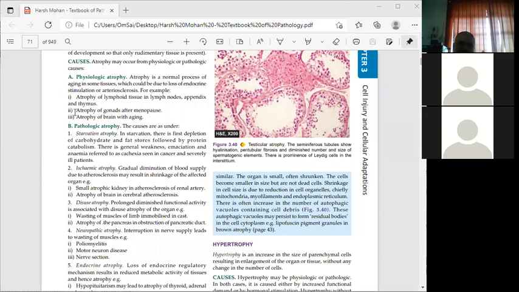Atrophy of gonads after menopause. Gonads are nothing but the sex organs. Atrophy of these sex organs occurs after menopause. Menopause is nothing but the last menstruation cycle in the case of females. After the last menstruation cycle, the gonads undergo atrophy, meaning they generally become somewhat inactive.